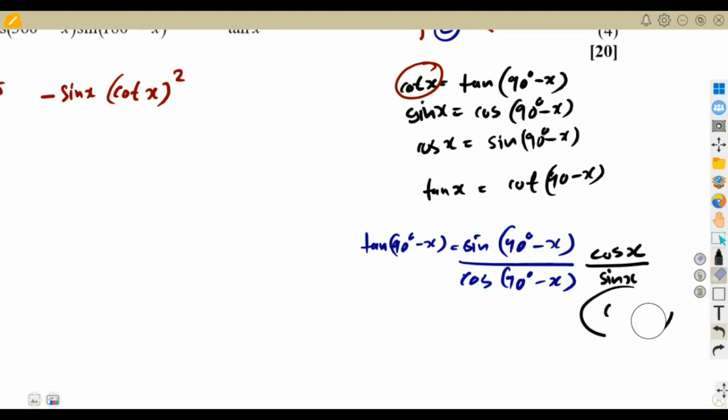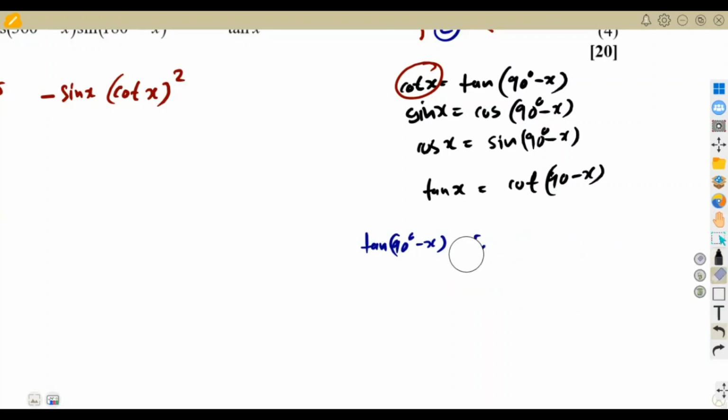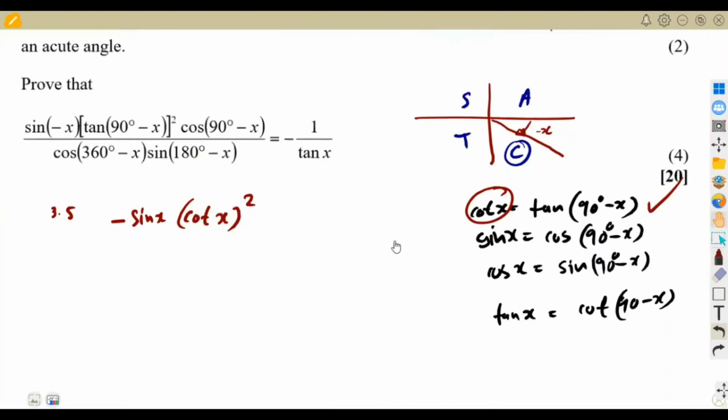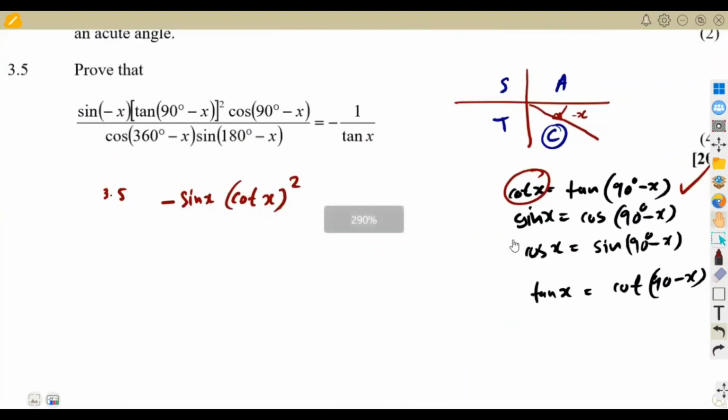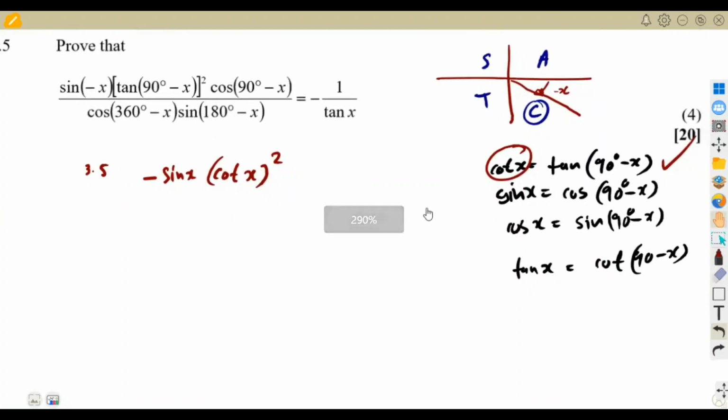So there are many ways that you can play around with this. Either you just know this part directly as it is, or you can know it from the sine. If you know the one for sine, it means you can also know the one for cot and the one for tan, just like that. So let's move on to cos 90 degrees minus x. Cos 90 degrees minus x is equal to what? Sine x. I talked about this one.